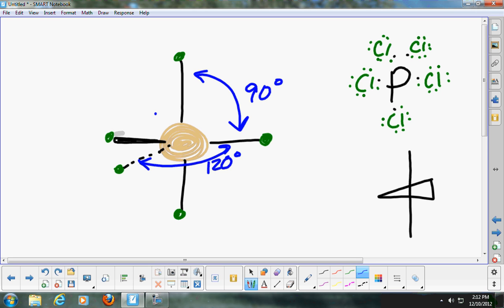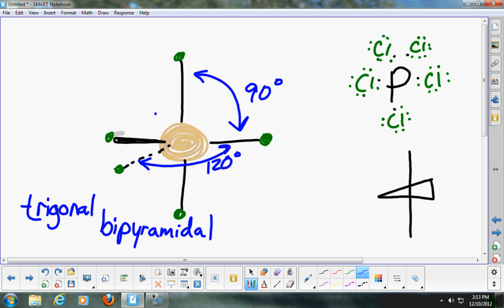Okay? Alright, now the name of this one. You have to look at it from the plane. How many are in the plane? 3. How did we start things that had 3? Trigonal. Now, you gotta think of it this way and this way. So if you look at it down, there's a pyramid. If you look at it up, there's a pyramid. So, pyramidal. Okay, so that's the name of it.